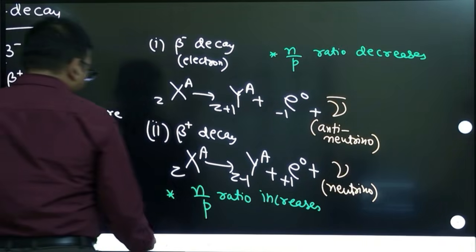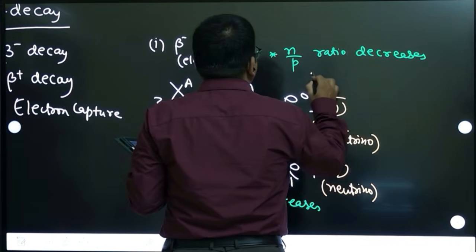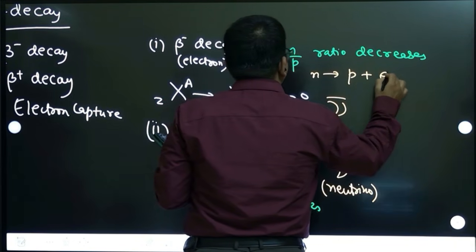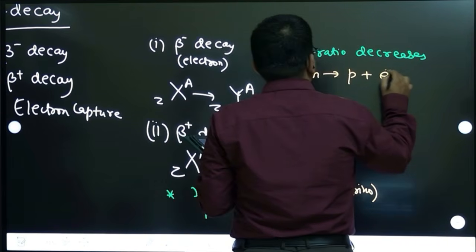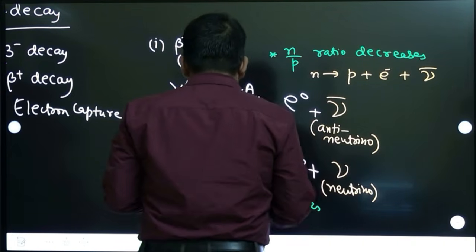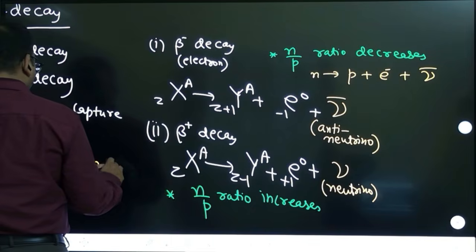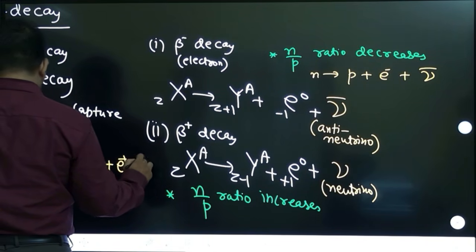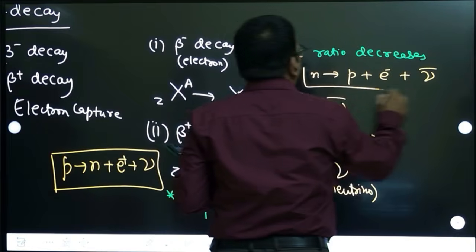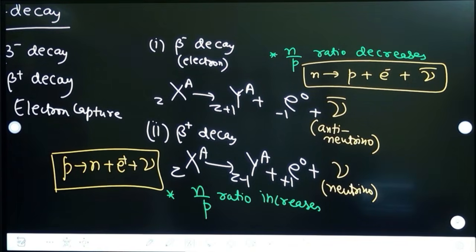And actually, why does it happen? Because in beta minus decay, a neutron is breaking down into a proton plus an electron plus this antineutrino. But in case of beta plus decay, a proton is breaking into a neutron plus a positron plus a neutrino. So this is the mechanism happening in beta minus decay and beta plus decay.